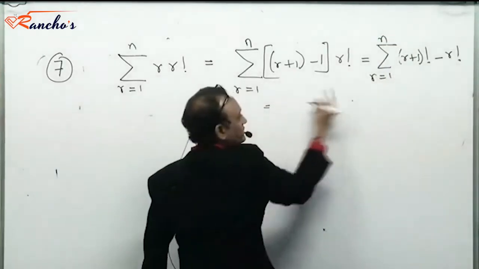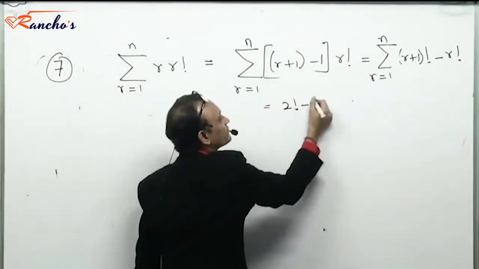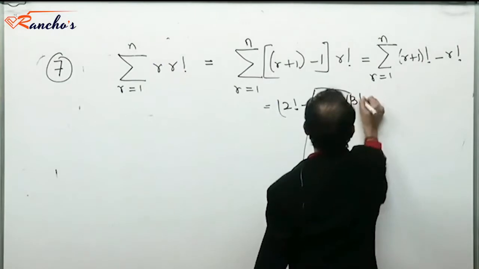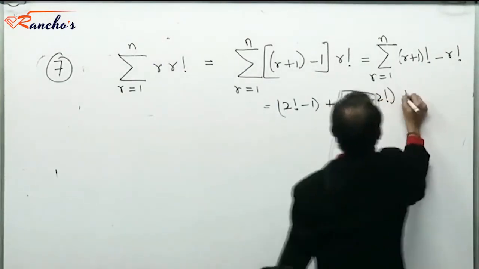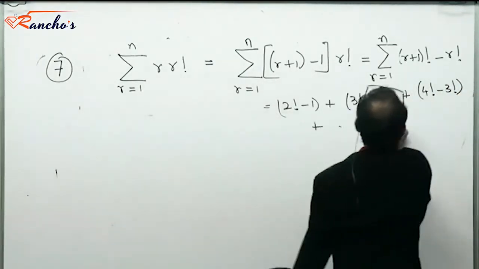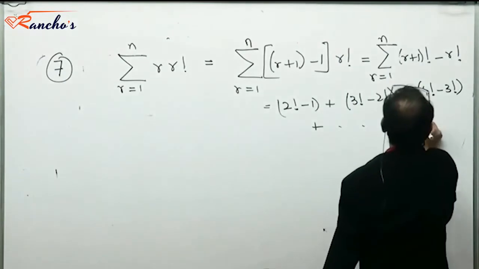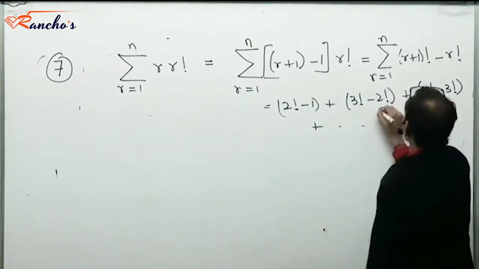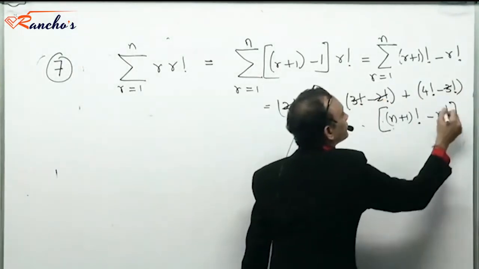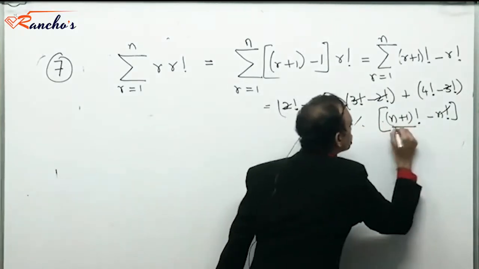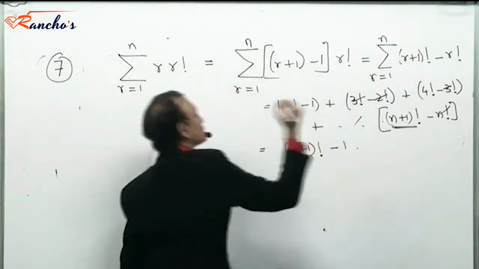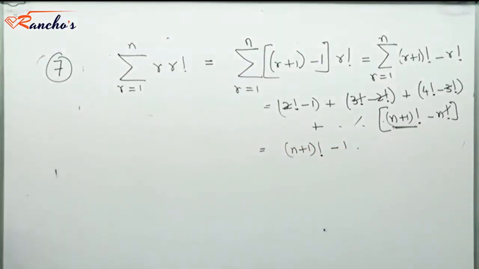So for r equal to 1, for example, this will become 2 factorial minus 1 factorial. For r equal to 2, it will become 3 factorial minus 2 factorial. Similarly, r equal to 3, it will become 4 factorial minus 3 factorial. R equal to n, it will become (n plus 1) factorial minus n factorial. And again, you can see there is a clear-cut telescopic cancellation of terms here. This would have got cancelled. You are simply left with two virgin terms, (n plus 1) factorial minus 1. Right?